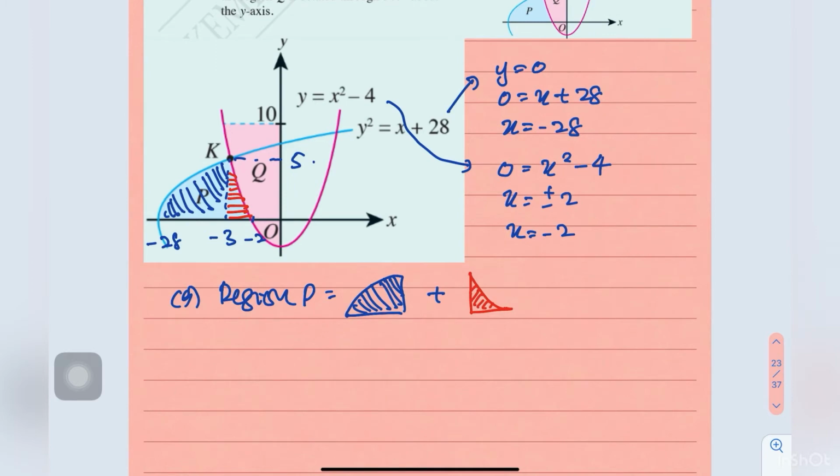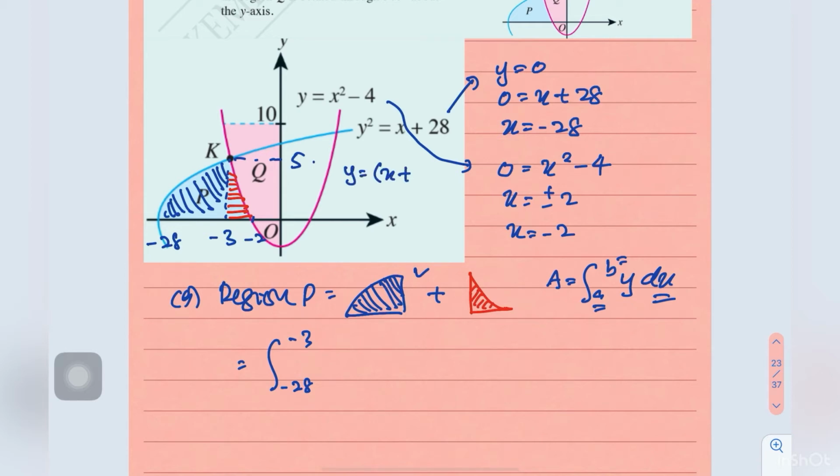Then we are going to use the formula area equals integral from a to b of y dx, meaning that both limits are values of x. So we substitute into the blue area first. Lower limit is negative 28, upper limit is negative 3. The curve is the blue curve, so we need to make y the subject. So y is x plus 28 to the power of 1 over 2. So integral of x plus 28 to the power of half dx, plus, for the red one, lower limit is negative 3, upper limit is negative 2, y as subject, so x squared minus 4 dx.